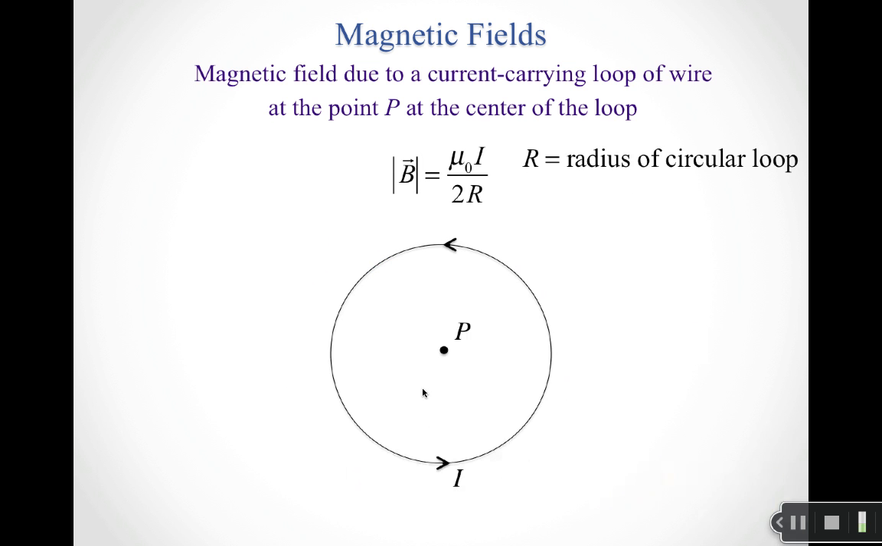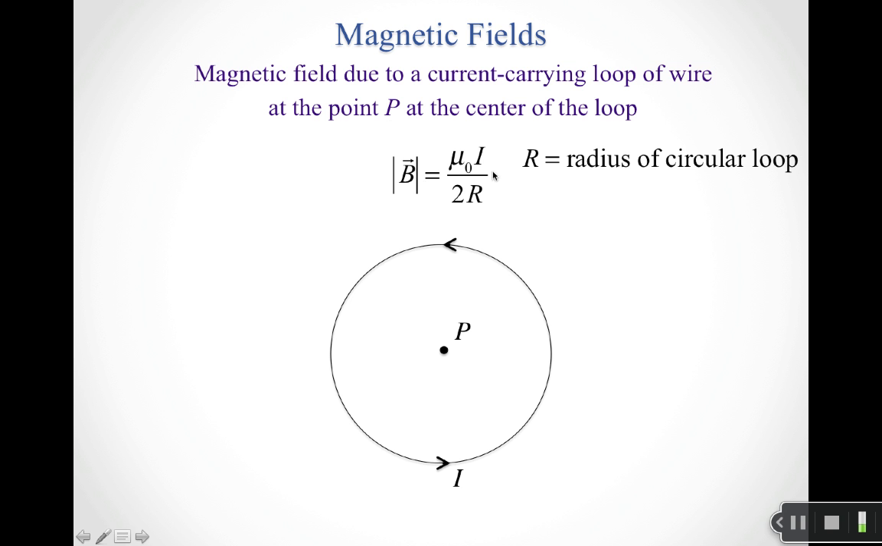So our other magnetic field due to a current carrying wire was for a circular loop. So here's a situation where now it's the current that goes around in a circle, and I'm going to be interested in the magnetic field at point P in the middle of the circle. So this is going to be the magnetic field due to a current carrying loop of wire at the point P that's located at the center of the loop.